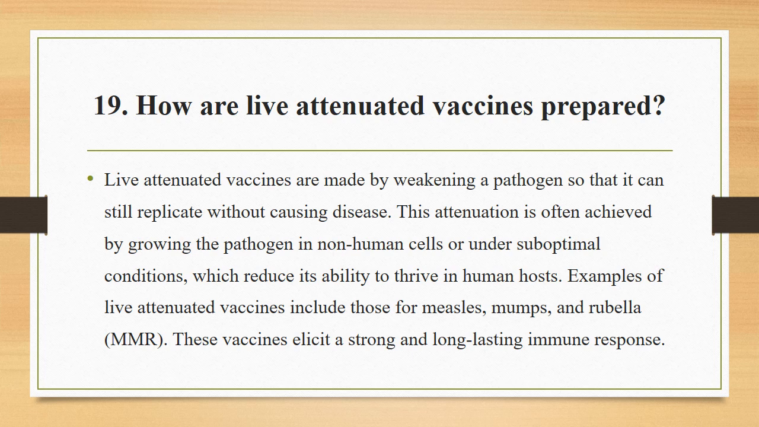In live attenuated vaccines, we weaken the pathogen so that when we inject that pathogen into a human being, it will not cause disease. In inactivated vaccines, we totally kill the pathogen before we inject it. So the body will recognize that there is a harmful agent which has entered the body.